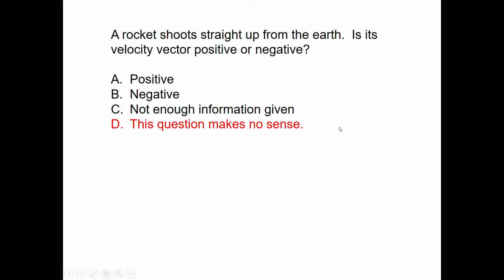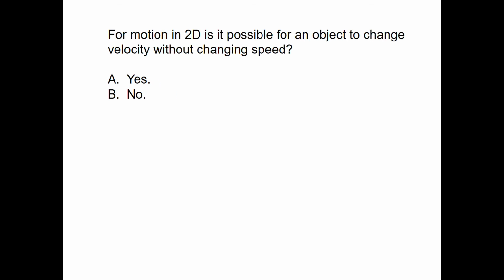So the question makes no sense. Their components can be positive or negative as long as you know what the coordinate system is. But the vector itself is never positive or negative. It's a little bit of a trick question. I don't have too many of these voting questions that are tricks like that, but very few people choose D when we vote on it.